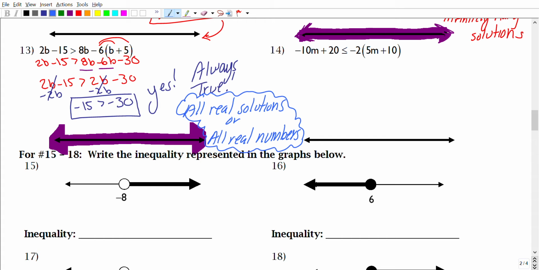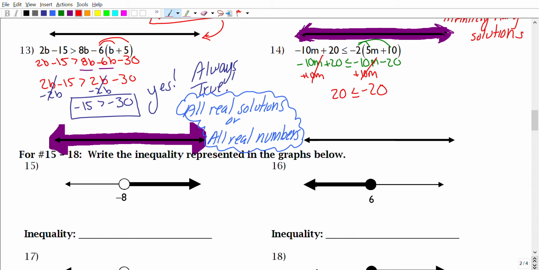Okay? This last one right here for number 14 that we're going to deal with for solving, let's go ahead and finish it up. Get negative 10m plus 20 is less than or equal to negative 10m minus 20. Okay, so let's go ahead and add 10m to both sides. I get 20 is less than or equal to negative 20.